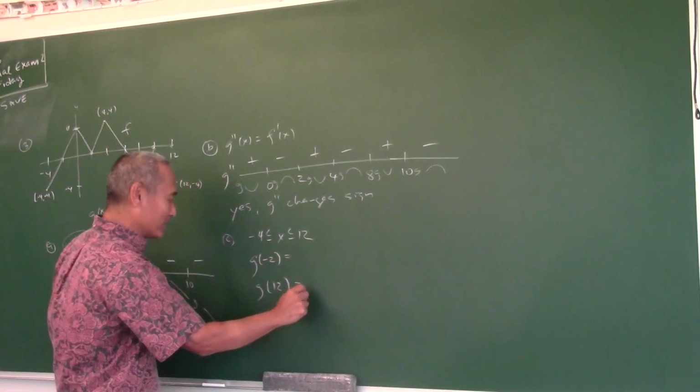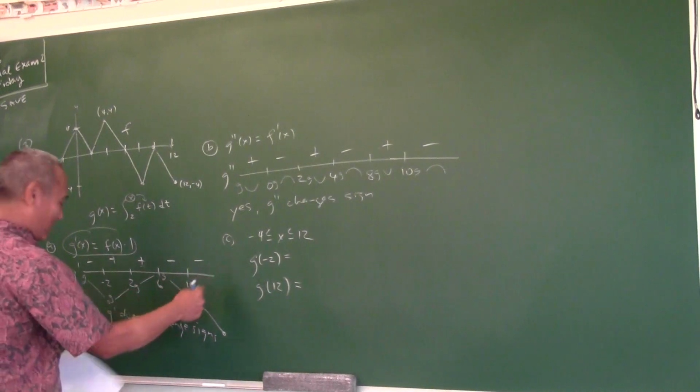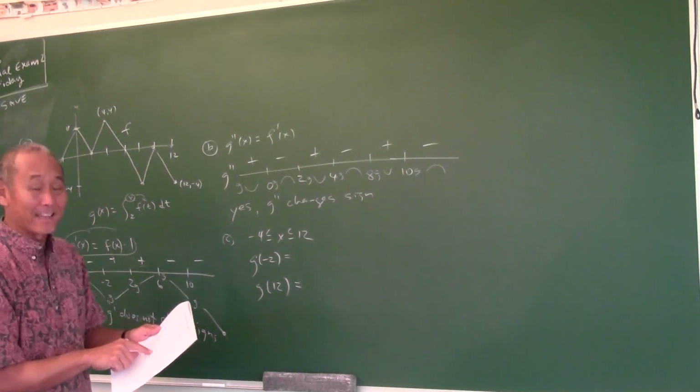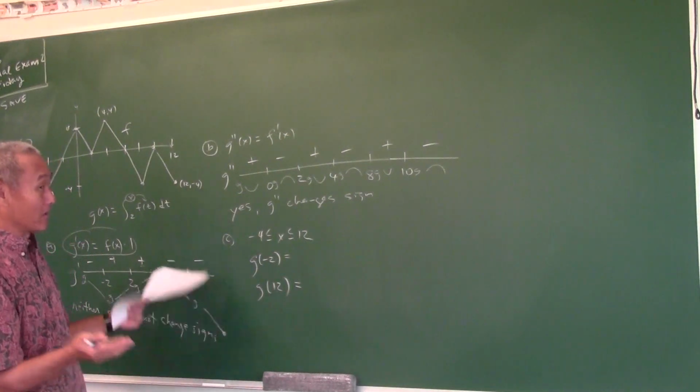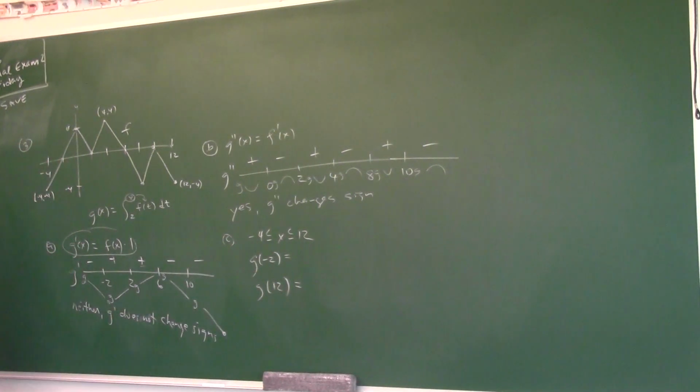Now, how do I compute these two numbers? Like a lot of you, now it says the minimum value. That means the y coordinate. Some of you just only gave the x coordinate, that's why you lost points. So how do you do that?